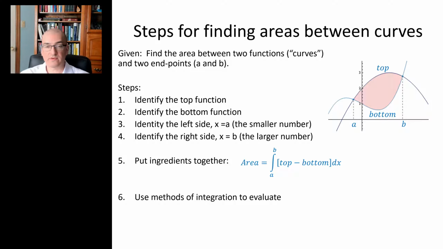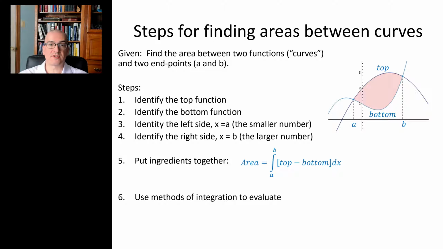That's really easy to do if you're given a graph, and harder to do if you're not given a graph, because it means you have to make a graph. Once you know your top and bottom functions, you also have to know where you are integrating from. What is your left side of the integral? What is your right side of the integral? Sometimes it's just given, and sometimes you have to find it. You would find it, if it's not given, by finding out where the curves cross, where they intersect.